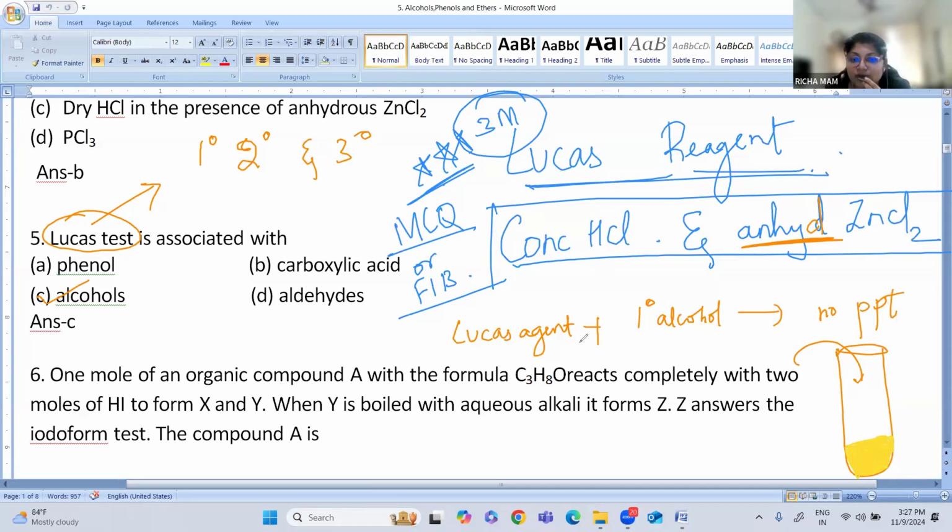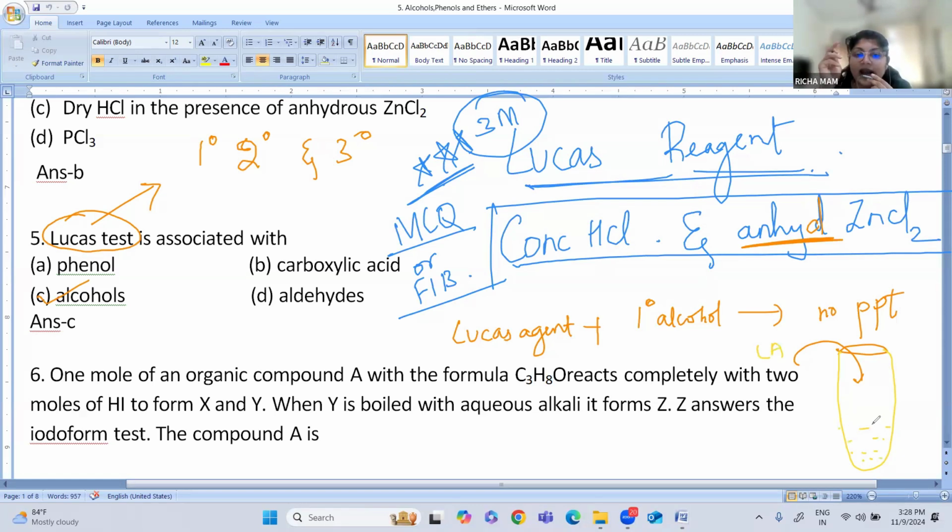So when you react Lucas reagent with primary alcohol, if there is no PPT, the solution is different and the PPT is different. Suppose I have primary alcohol here and I have added Lucas reagent to it. Now it has turned like a fruity juice, like a solution. That is different from curd formation. Curd will be thick, right?